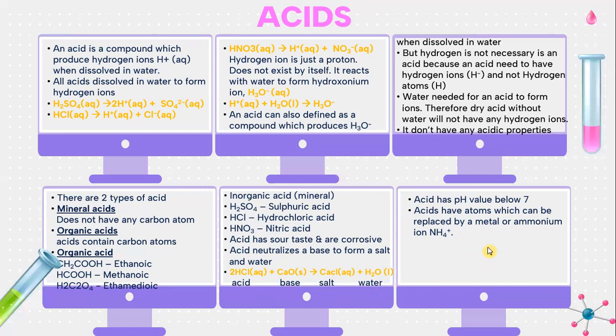Acids have a pH value below 7, and acids have hydrogen atoms which can be replaced by a metal or ammonium ion, for example, NH4+.